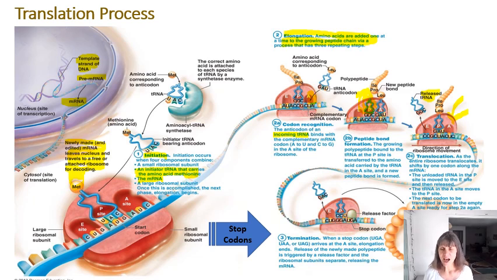Finally, when a stop codon on the messenger RNA molecule is reached, there are 3 different stop codons: uracil guanine adenine, uracil adenine adenine, or uracil adenine guanine. When one of those 3 stop codons is reached on the messenger RNA molecule, that signals the end of the growing protein, and that causes a release factor to bind to the A site of the large ribosomal subunit, so no new amino acids can be brought in.